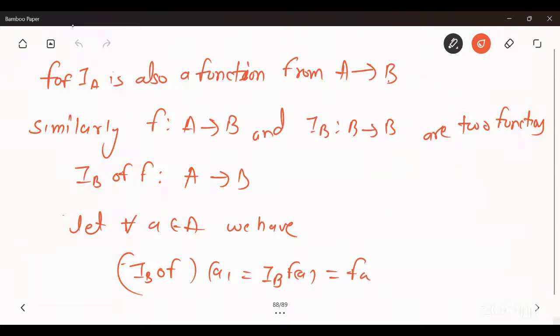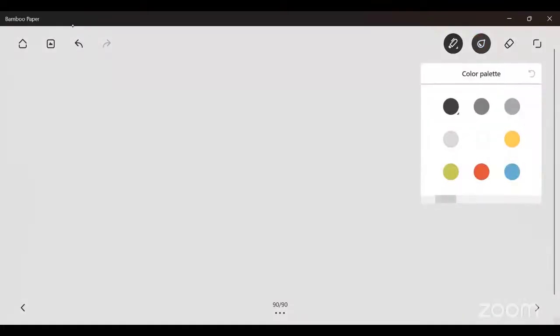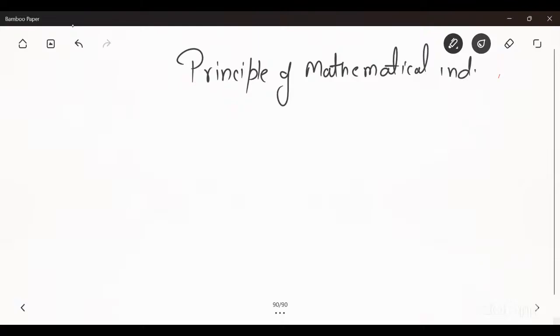Okay. Now come to the next chapter. That is your principle of mathematical induction. So the next chapter is your principle of mathematical induction.